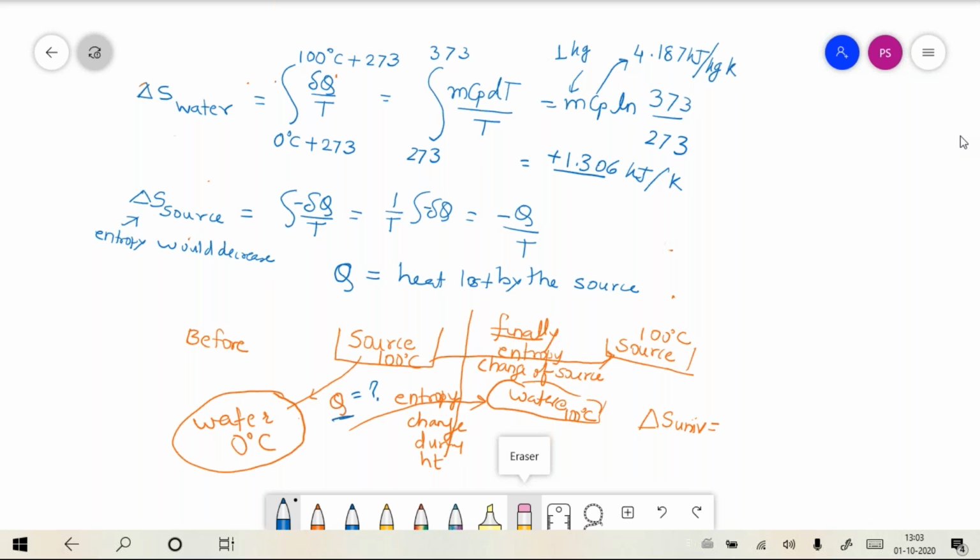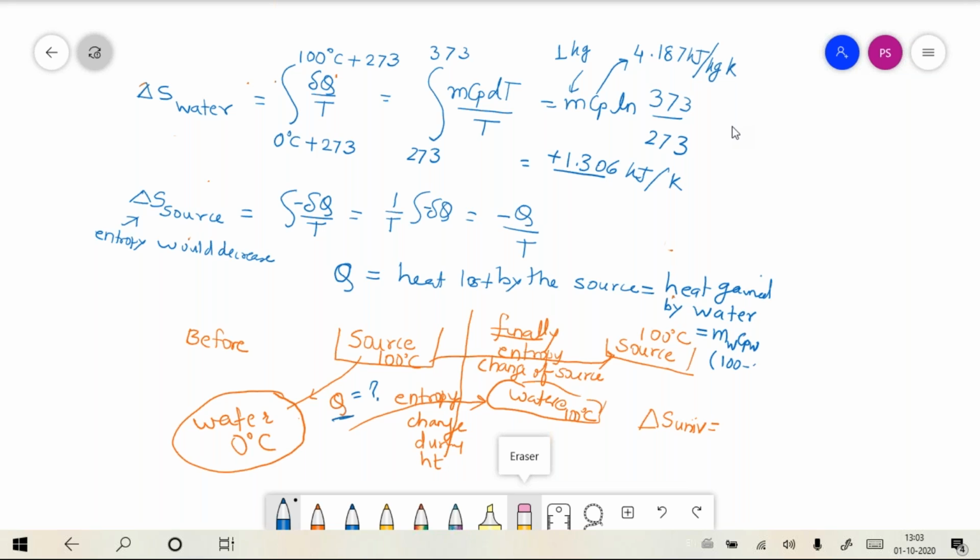Yeah, correct. Sushant, it's correct. Heat lost by the source is the heat gained by the water. Okay, heat lost by source is heat gained by water. Heat gained by water is mass of water, specific heat of water, and temperature difference of water. So temperature difference is 100 minus 0. Mass of water is how much?